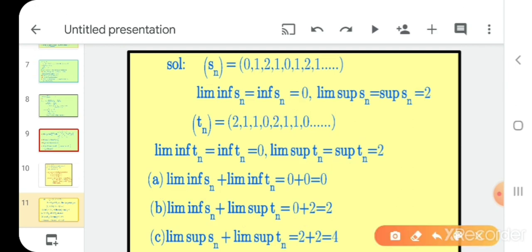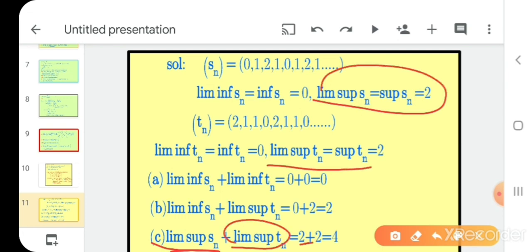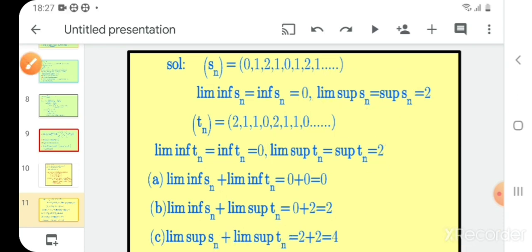Next C. Limit supremum of Sn. What is the limit supremum of Sn? 2. Next, limit supremum of Tn. What is the limit supremum of Tn? 2. Therefore, 2 plus 2 is 4. Okay, is it very simple?